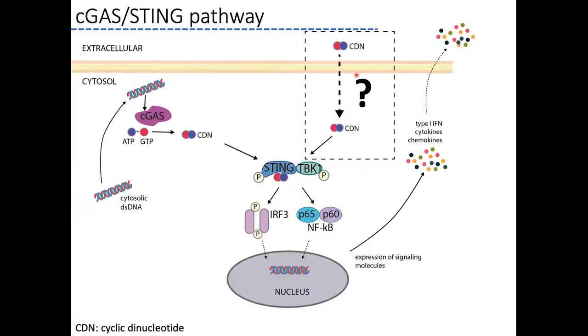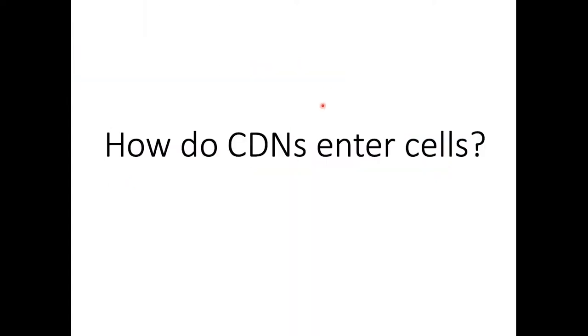Because the CDNs are hydrophilic, they cannot easily cross the plasma membrane. So we thought that there has to be a transporter involved. The main focus of the first part of this talk is: how do cyclic dinucleotides enter cells?